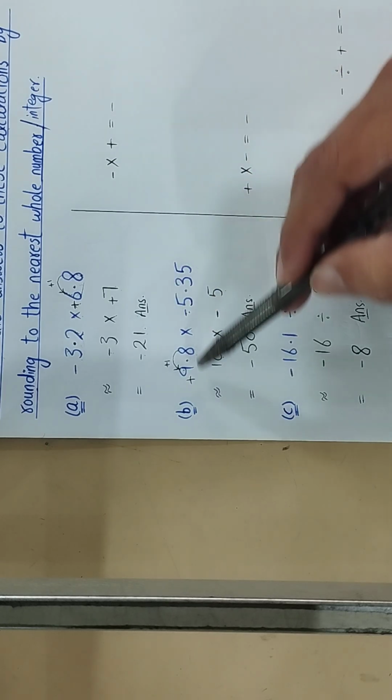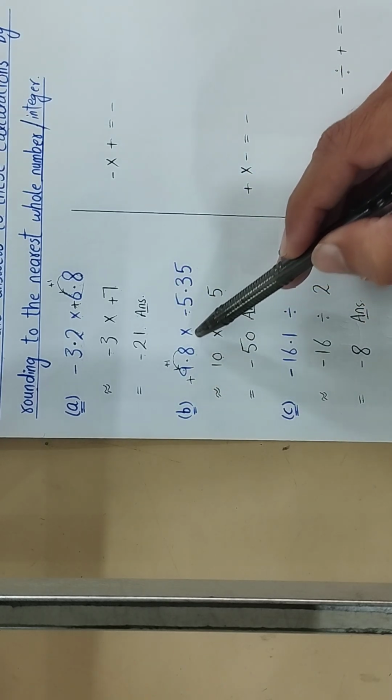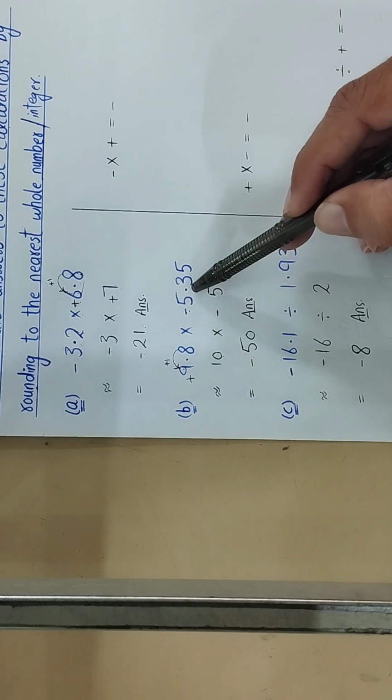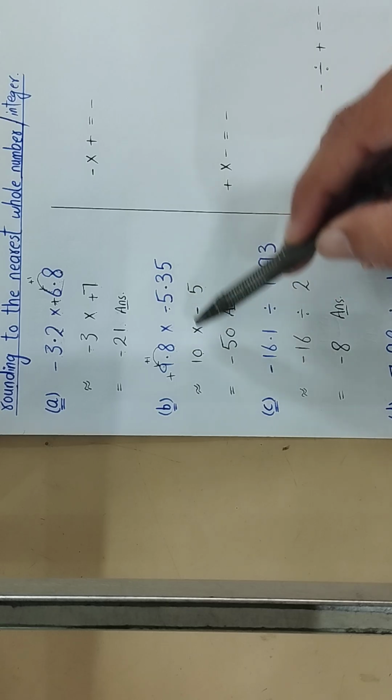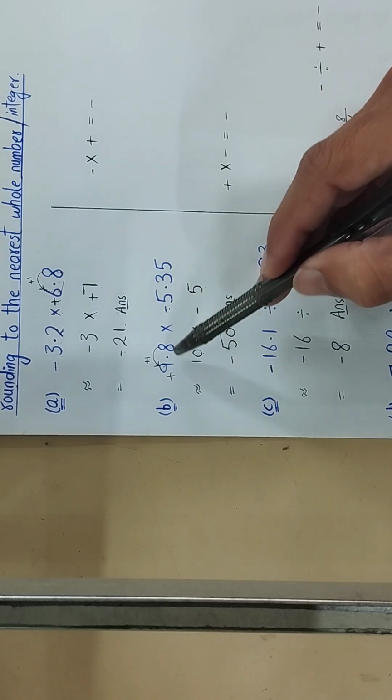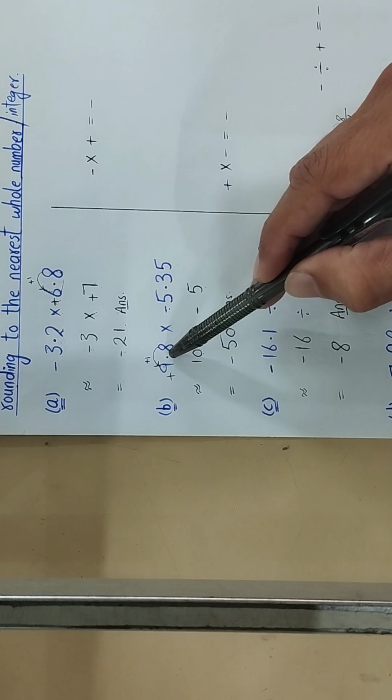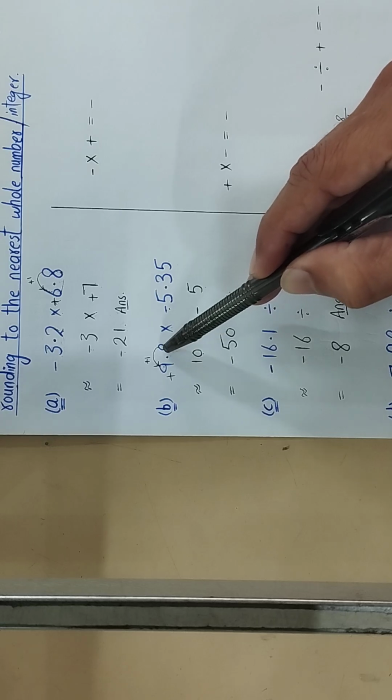ठीक है. Now let's see the second part. B part is 9.8 multiply by -5.35. The first step is change these decimal numbers into integers by rounding them. Now let's round off this decimal number. See the first digit after the decimal point, it is 8.